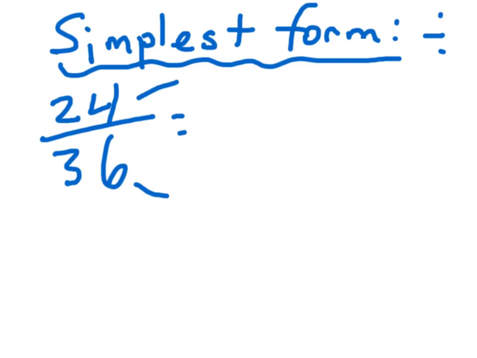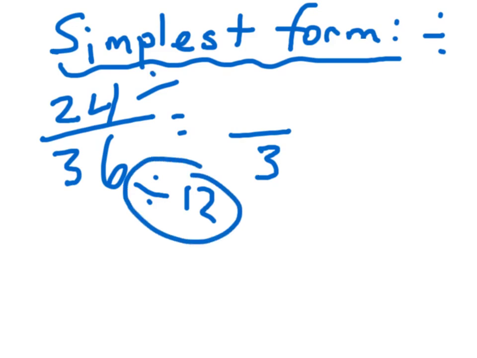So I'm going to go out on a hunch, because I know that these numbers look familiar and I've seen them before, and I think they're in the 12 times table. So I'm going to do 36 divided by 12, and 36 divided by 12 is 3. And whenever I divide the bottom, I have to divide the top as well. So 24 divided by 12 is 2.